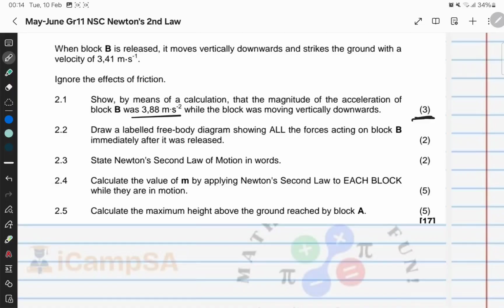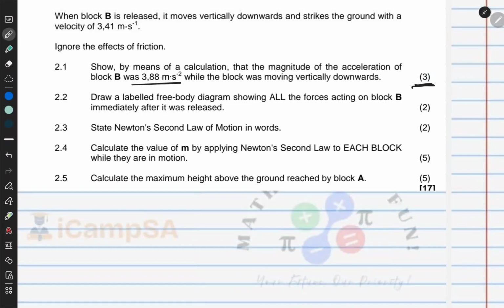Then we are asked to state Newton's second law of motion in words. Well, I won't write it, but it basically says, you have to memorize this from your exam guideline. It basically says that Newton's second law of motion, right, when a force is applied on an object, in a nutshell, when a force is applied on an object, that object will accelerate in the direction of the force with an acceleration that is directly proportional to the force but inversely proportional to the mass of that object.